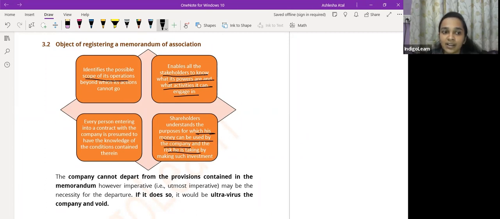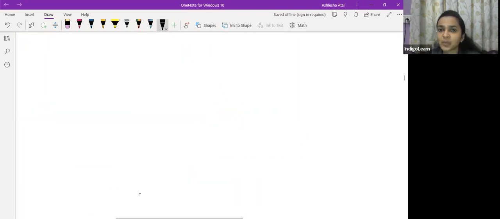जैसे मैंने बोला कि मेमोरेंडम पब्लिक डॉक्यूमेंट है, तो अगर आप भी किसी कंपनी में इन्वेस्ट कर रहे हो, क्या आप उसका मेमोरेंडम नहीं पढ़ोगे? Will you not want to ascertain what type of company it is, मेरा पैसा कहाँ यूज होगा, कैसे यूज होगा? You will, and you will also want to identify the level of risk involved when you are investing in a certain company. So that's where memorandum plays a very important role.